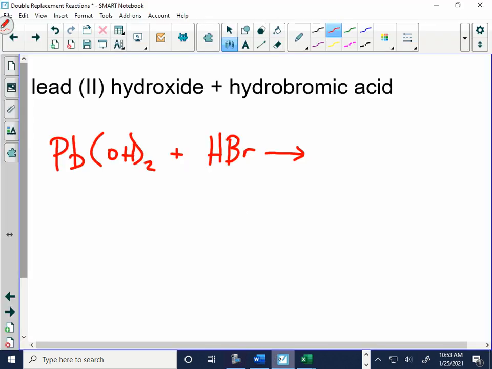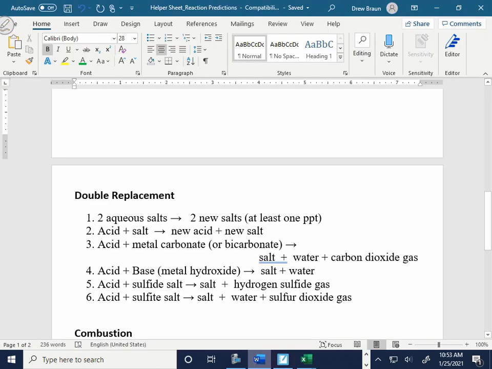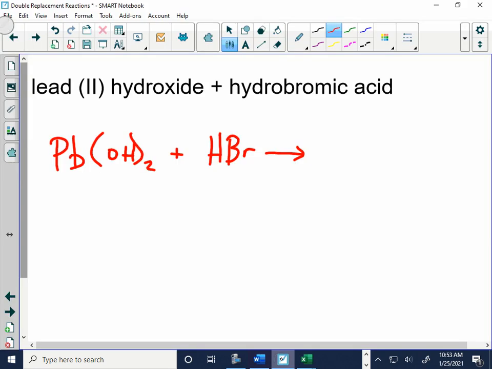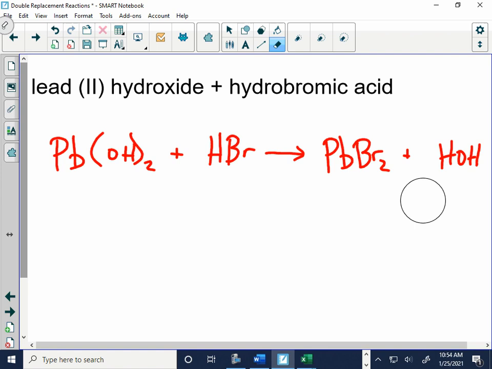So we're coming back here, okay? Once again, it tells me that I'm forming a salt and I'm forming water. Well, watch what happens if I, once again, flop the cations. I get Pb, lead, bromide. Bromide's a 1 minus, so I need 2 of them. And I get HOH. Well, what is HOH? Water, right? So there's where the water comes from.